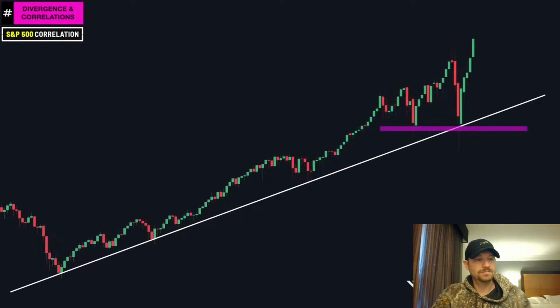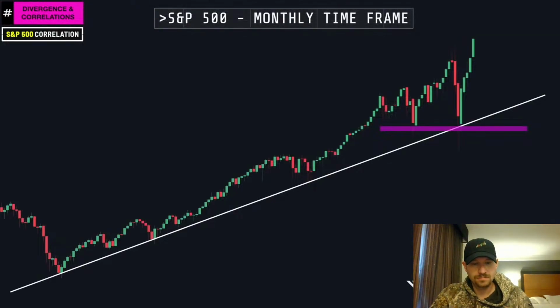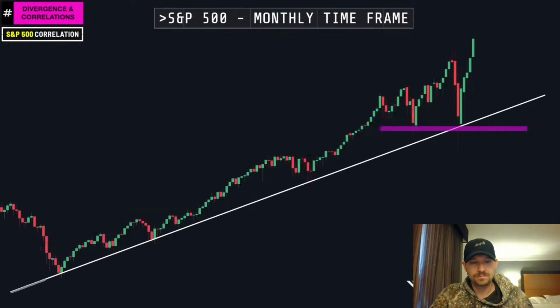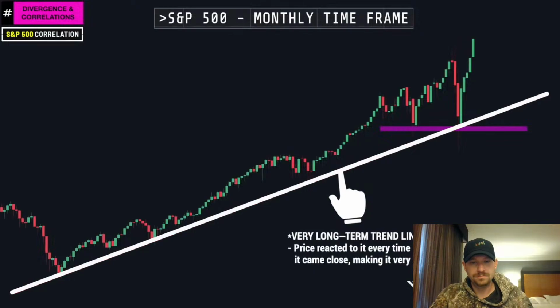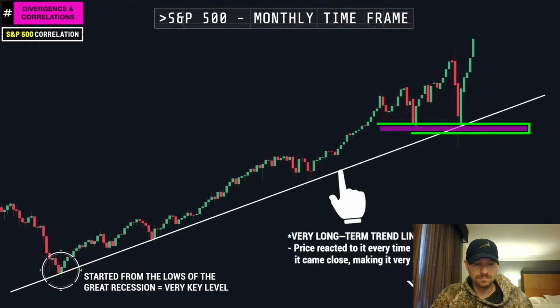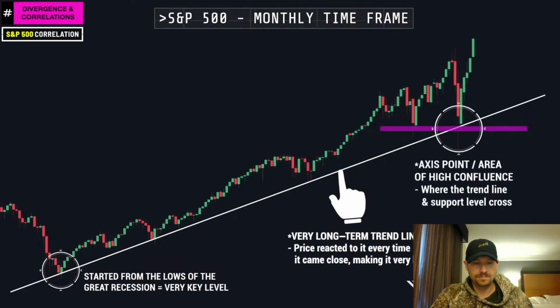So let's first start with step 1, which was tracking the S&P 500. When you look at the monthly time frame, this is a very clear long-term uptrend. You then had your very long-term trend line that started all the way back to the Great Recession and has been respected every time price has reached it, which shows how key this trend line is. You then had this very key support level here because of this reversal point. Now, this then gave us our access point or area of confluence here, where the trend line and support level crossed, which we covered in our last video.